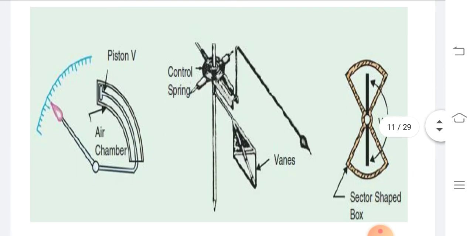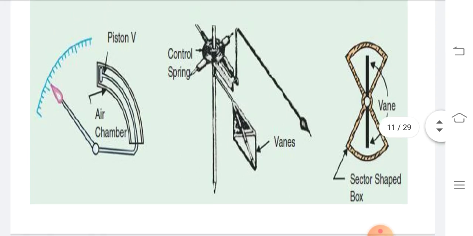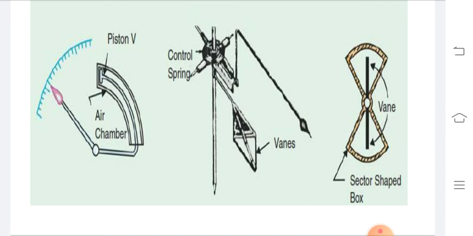So, there are three different arrangements that I have shown you, so I can demonstrate all of them. The figure shows an arrangement for obtaining air friction damping. It consists of a thin metal vane attached to the spindle. The vane moves in a sector shaped box. Any tendency of the moving system to oscillate is damped by the action of air on the vane.